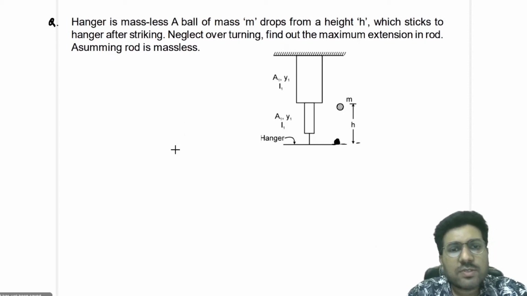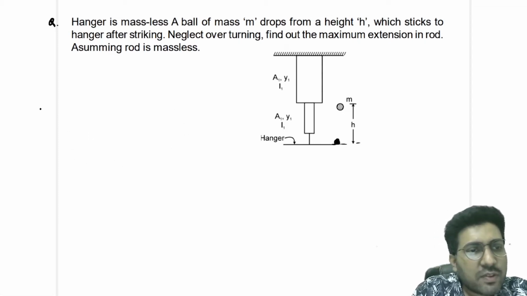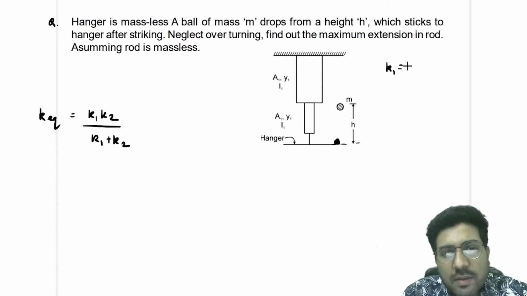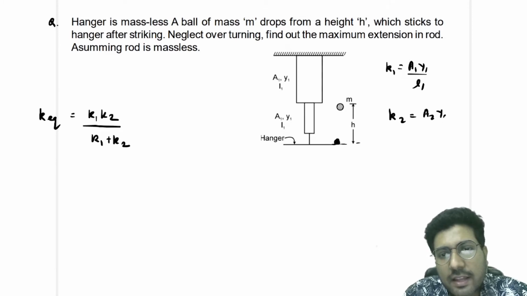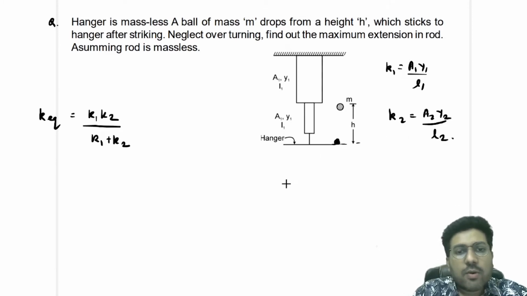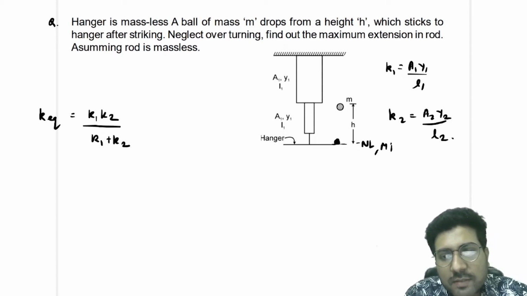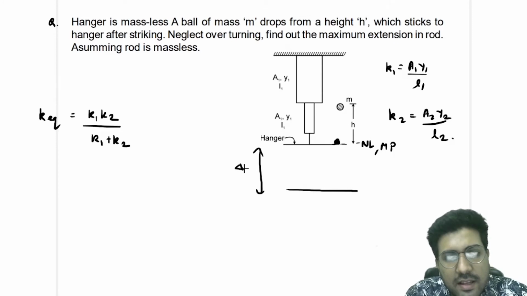Okay, so what will you say here is, see, first we will find the K equivalent. K equivalent will be K1 K2 by K1 plus K2. I'll not write the values. You know that K1 will be equal to A1 Y1 by L1 and K2 will be equal to A2 Y2 by L2. Okay, now initially this hanger was at its natural length, or you can also call it mean position, because it was massless, so obviously it was not stretching. But as soon as the ball came, now what will happen? Suppose finally it reaches this point. This elongation is delta L.